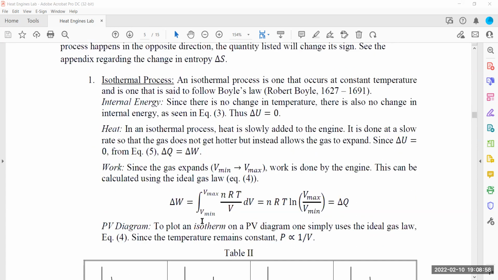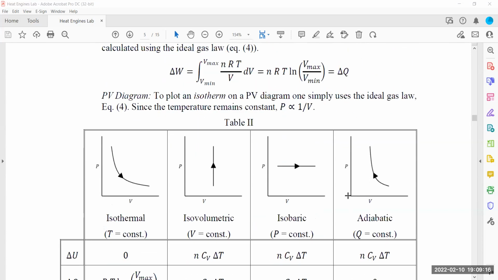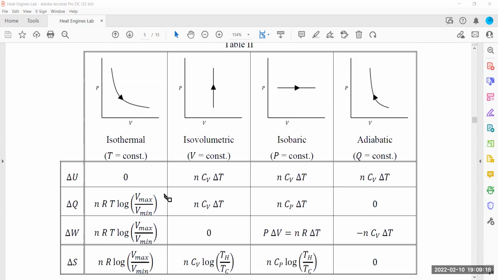The isothermal process, we found W to be equal to nRT ln of volume final over volume initial. In the case of the isothermal, these two values will be equal, following the convention of the book. In our convention, there is a negative sign floating between them, okay? And this is your isothermal process.